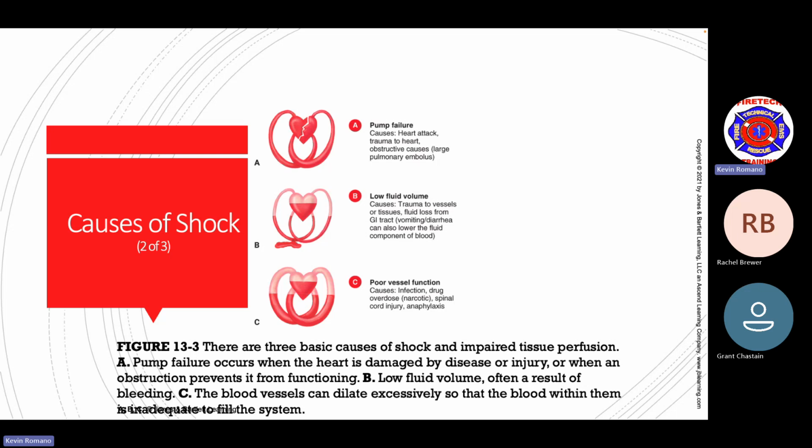Low fluid volume, obviously caused to be trauma to the vessels or tissues, fluid loss from a GI tract like vomiting, diarrhea, and it can also lower the fluid component of the blood. Poor vessel function causes to be like infection. We talked about that septic infection, drug overdose like narcotics, spinal cord injuries, so your neurogenic shocks, and then also anaphylaxis.